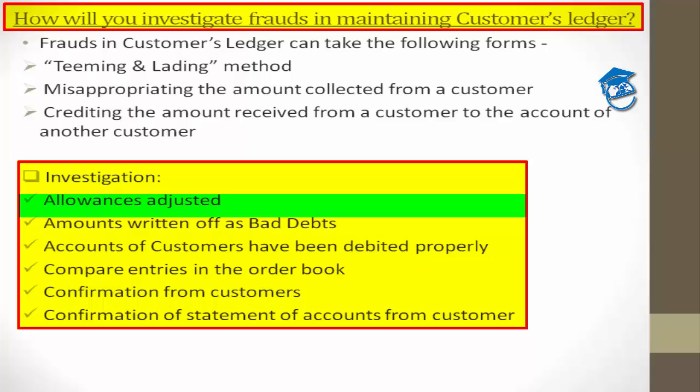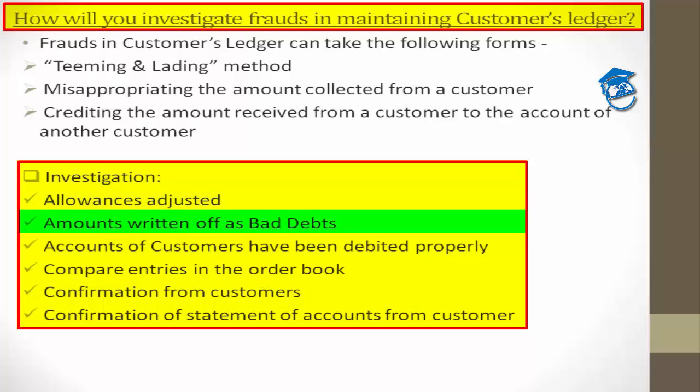Number two, you need to scrutinize the amounts which are written off as bad debts. Whether bad debts have actually happened or not. There might be a possibility you have received rupees 100 from Ram.